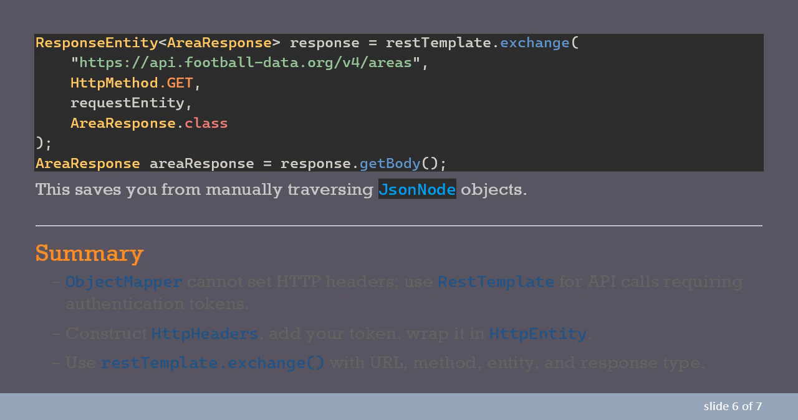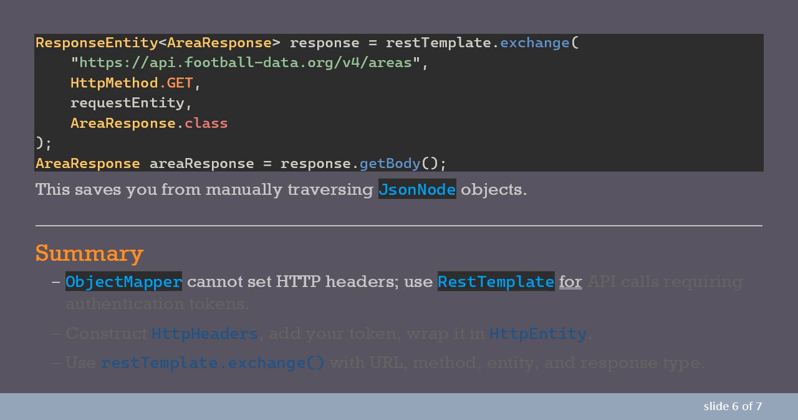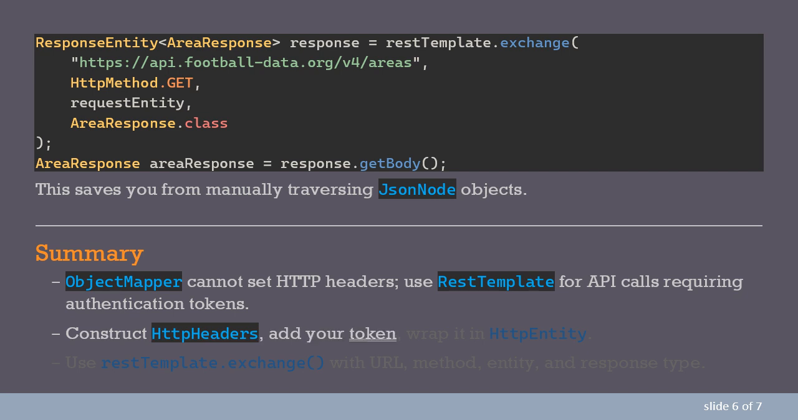Summary. ObjectMapper cannot set HTTP headers. Use RestTemplate for API calls requiring authentication tokens. Construct HTTP headers, add your token, wrap it in an HTTP entity.